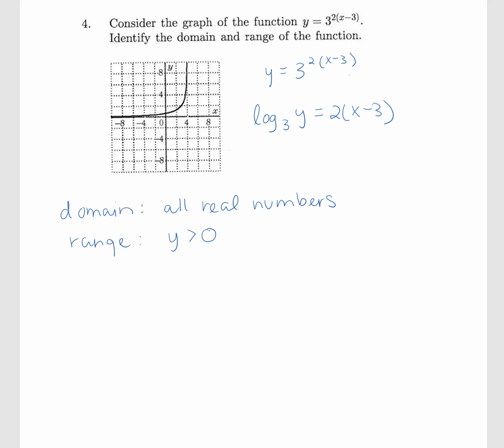And if we look at the graph we've been given for this function, we can see that this makes sense. On the left side here, we are getting closer and closer and closer in our y values to 0, but we're never actually reaching 0. And that gives us a horizontal asymptote at y equals 0. But on this side, we're getting bigger and bigger as x increases, and there's actually no limit on how far x can increase in either direction. So x is all real numbers, our domain is all real numbers, and our range is that y is greater than 0.